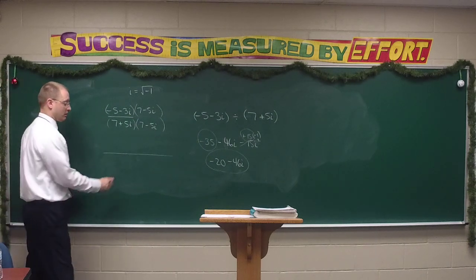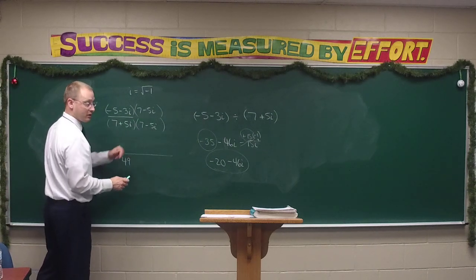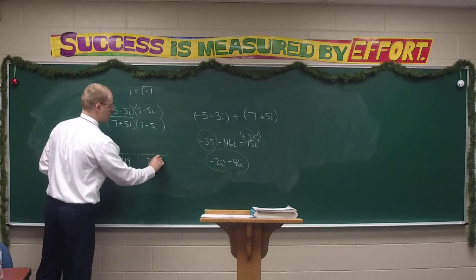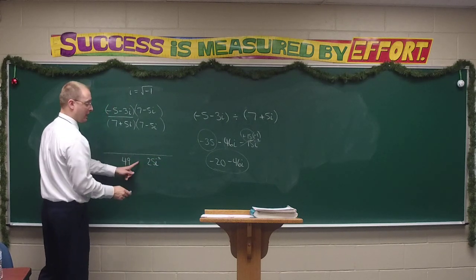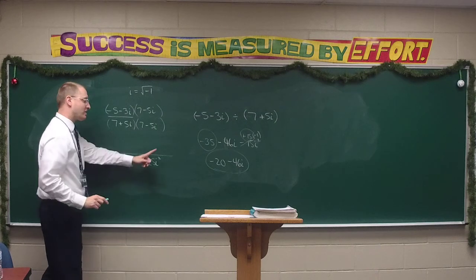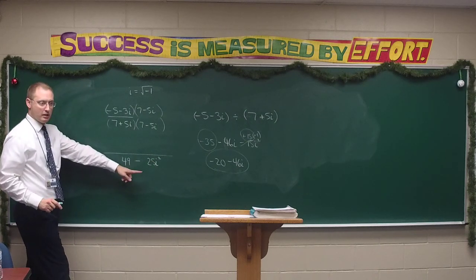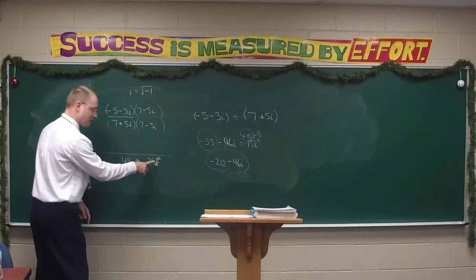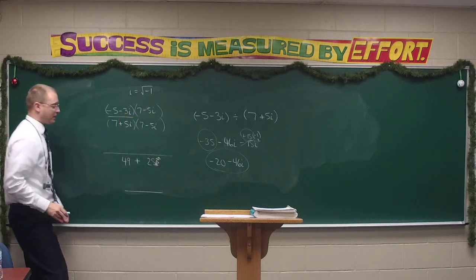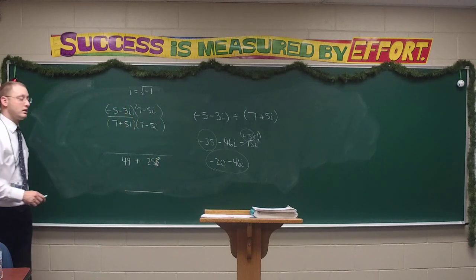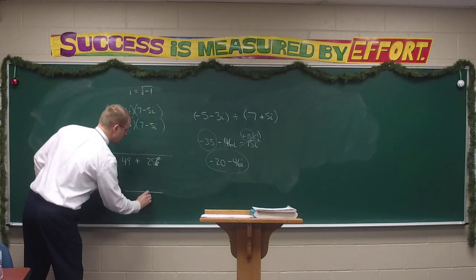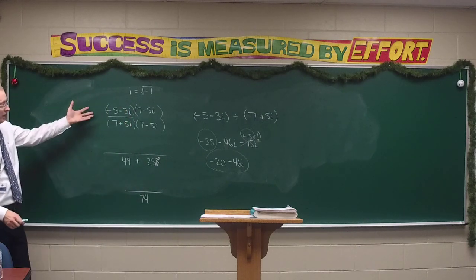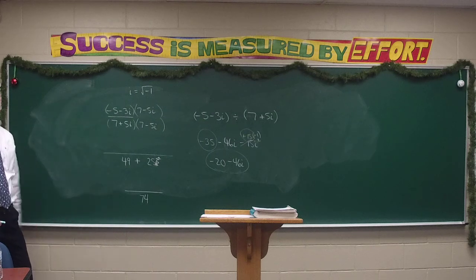Square the first, class? 49. Square the last? 25i squared. And of course, we put a minus sign. But again, the i squared is really negative 1. So that means this is really a positive 25. So really the denominator, class, comes to a 74. Then in the numerator, we just have to do what?